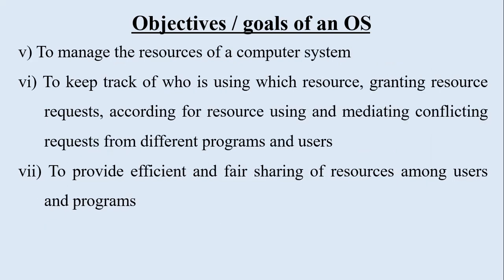Number five, to manage the resources of a computer system. Number six, to keep track of who is using which resource, granting resource requests, and mediating conflicting requests from different programs and users. Number seven is to provide efficient and fair sharing of resources among the users and other programs.